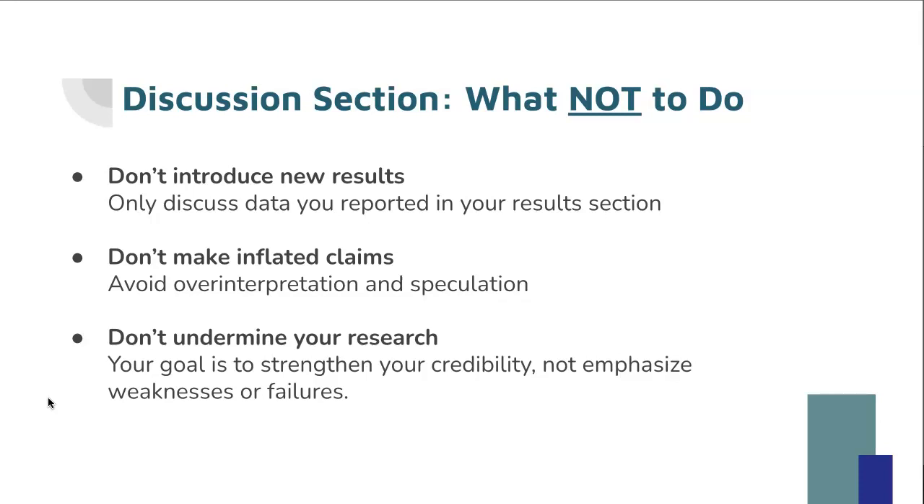I know many of us are going to have a long list of limitations, potential problems with our studies. However, you want to be careful because your goal in this small section of the discussion is to strengthen your credibility, not to emphasize the weaknesses or failures. The reason we talk about limitations is because we want researchers to see that we are aware of potential problems. Here's how we could have solved them or should have solved them, how future researchers could solve this problem. So by acknowledging our downsides, we can actually come off as more credible. But by listing too many weaknesses or too many failures, we can actually undermine our credibility.